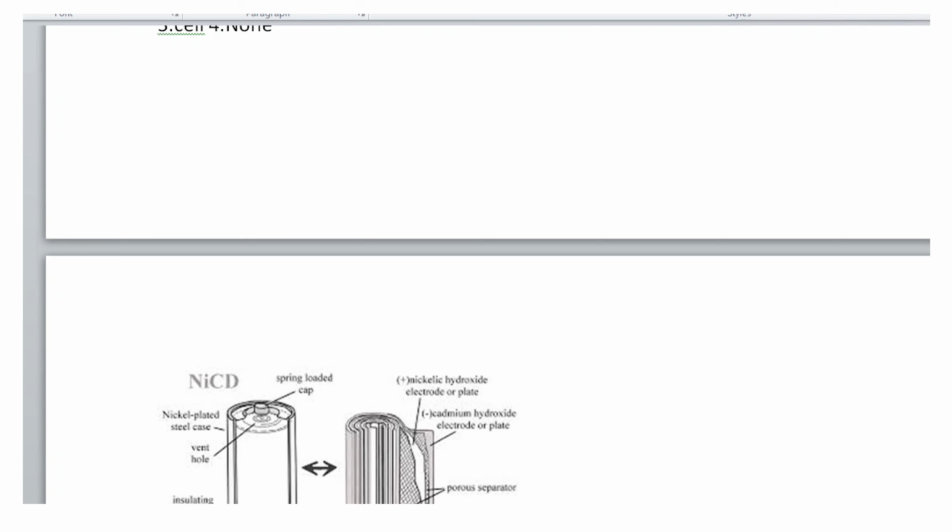Then which type of cell is it? It is a nickel cadmium cell. It is also a secondary type of cell.